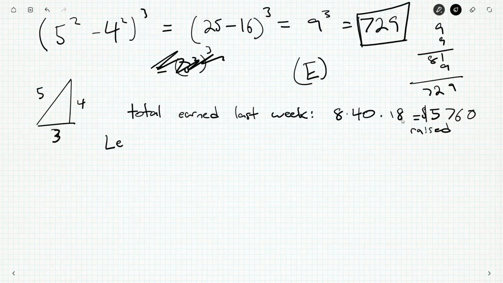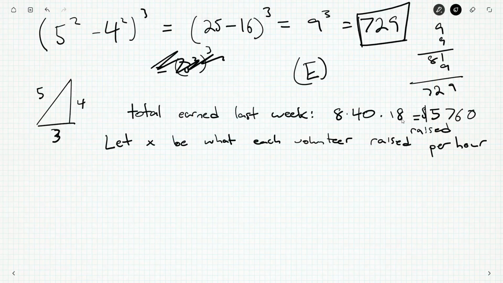So you might say something like, let X be what each volunteer raised per hour. And you could set up an equation. We know the total amount. And we know that there were 12 of these volunteers working 32 hours and raising X dollars per hour. So now we just need to simplify this equation.